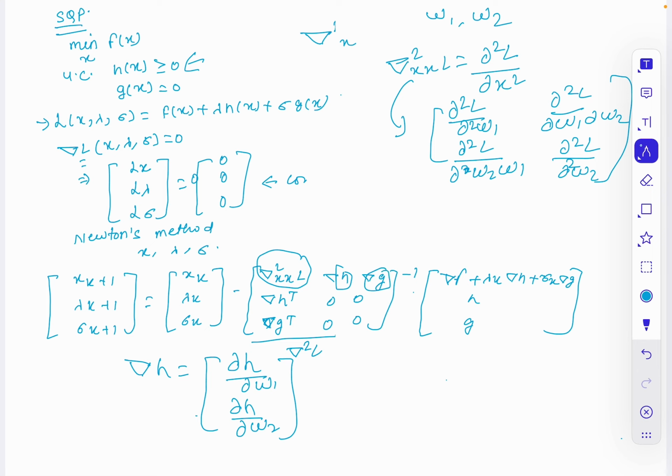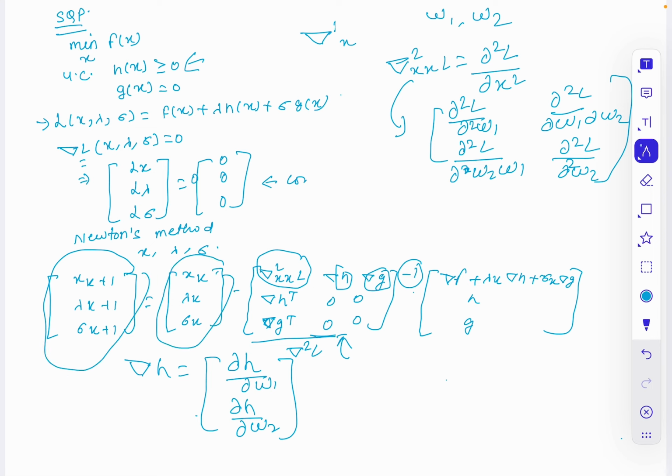But in general, in Newton's method, this matrix is inverted. So here the inverse is there, right? In general this matrix is not invertible. Since the matrix is not invertible, you cannot find the update. So you make some initial guess, but then you won't be able to update your initial guess with the iteration method, Newton's method. That is why there is another technique, SQP, that helps you update x k plus 1, lambda k plus 1 and sigma k plus 1.